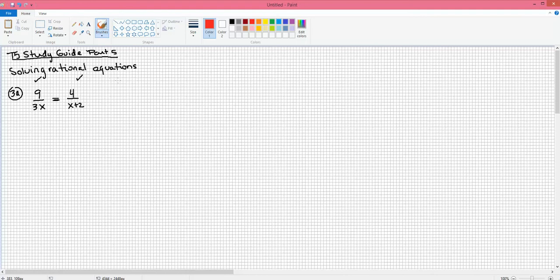What are the excluded values? The 3x tells us that x can't be 0, and the x plus 2 tells us that x can't be negative 2. Alright, cross multiplying, we get 9 times x plus 2 equals 4 times 3x. Distributing the 9, we get 9x plus 18 equals 12x.